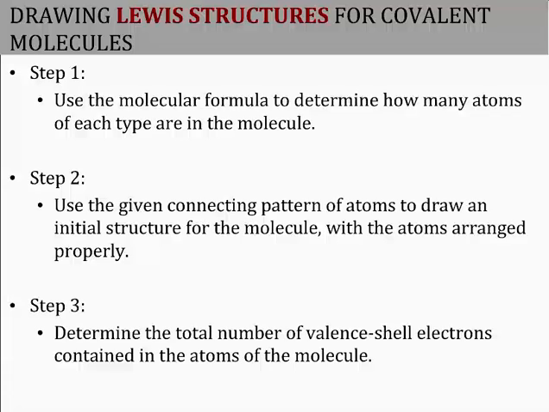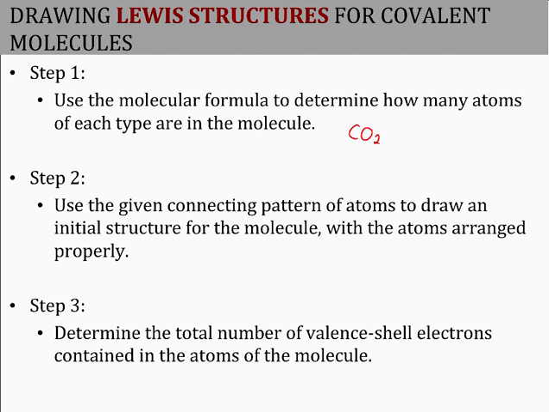Now remember that in covalent molecules, we'll have non-metals. So maybe we have something like CO2. So this would tell us that we have 1 carbon and 2 oxygens.